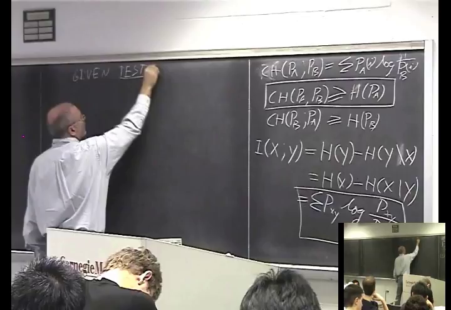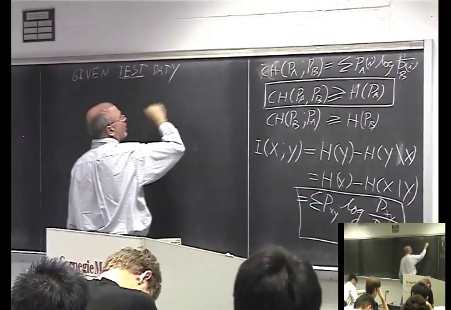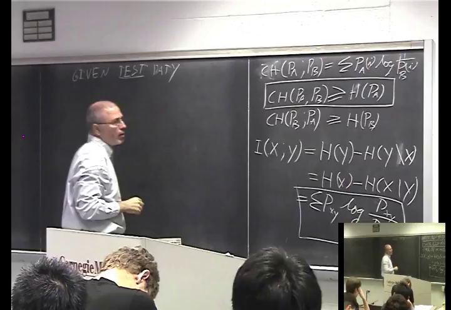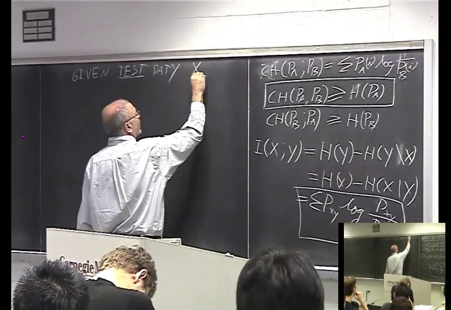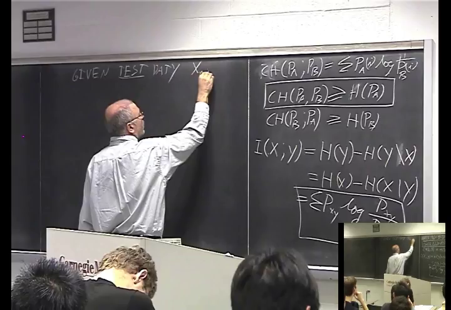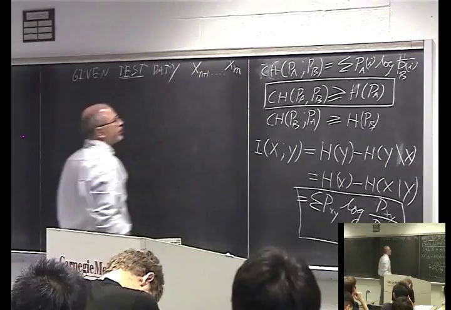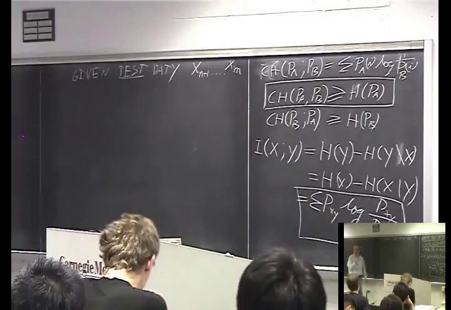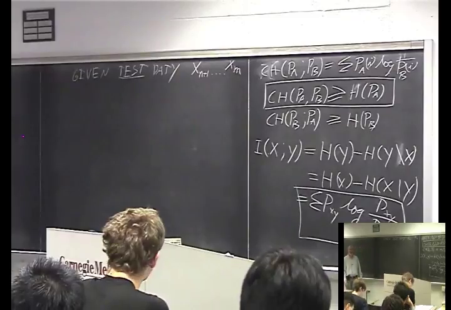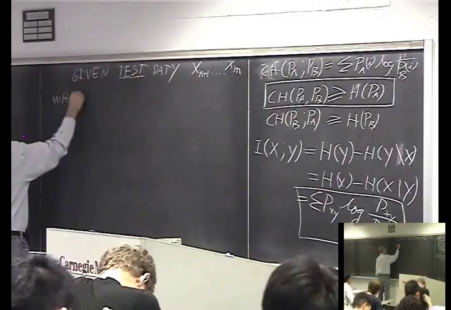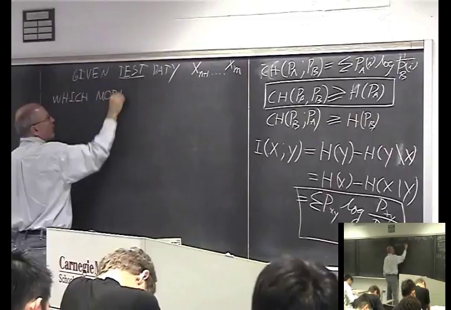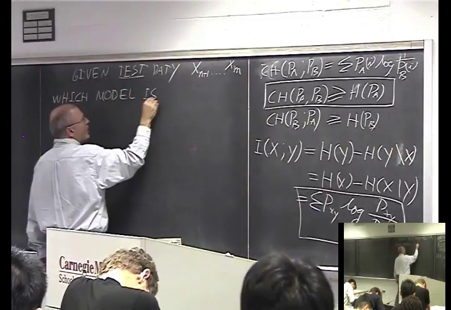Given test data, what shall we call it? Should we call it y, no, that's confusing. We'll still call it x. Let's call it x of n plus 1 through x of m. So after you push the button n times, you're going to push it another m times. You want to ask which model is least surprised.